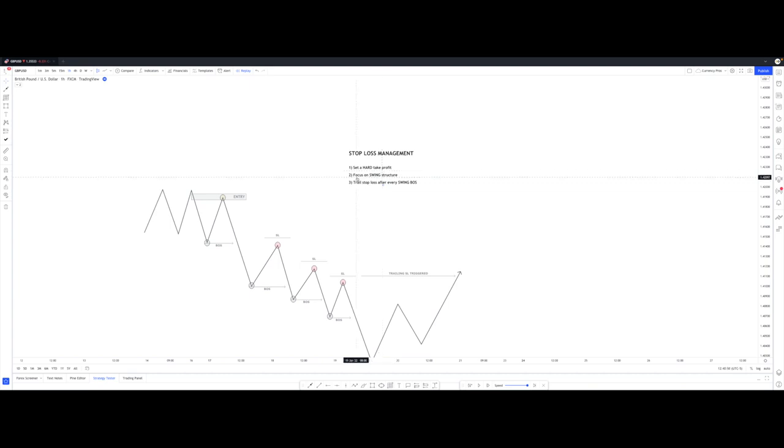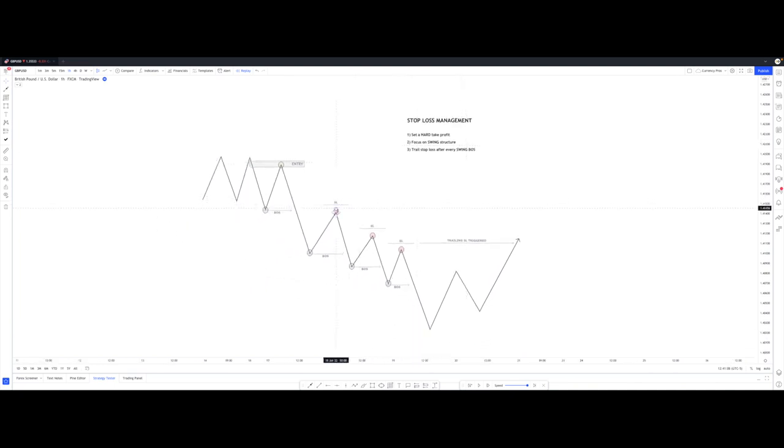Now, number 2, focus on the swing structure and the swing structure only, okay? The substructure is not significant. It's not important when you're managing your stop loss. Number 3, trail your stop loss after every swing break of structure. Every time we have a new solidified high in this bearish scenario, that is where we move our stop loss. If it was a bullish scenario, it would be the opposite, of course. Whenever we have a new solidified low, we would place the stop loss just below that low. The whole point is we want to place our stop loss at a point of invalidation.